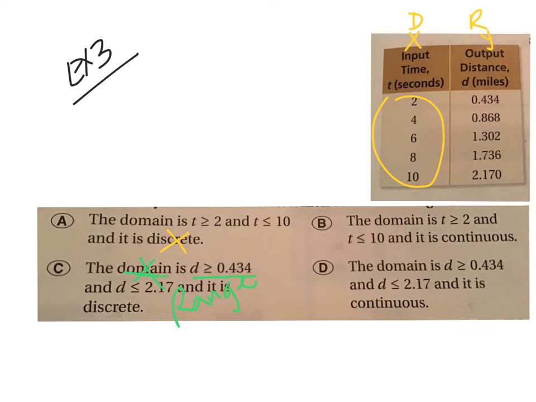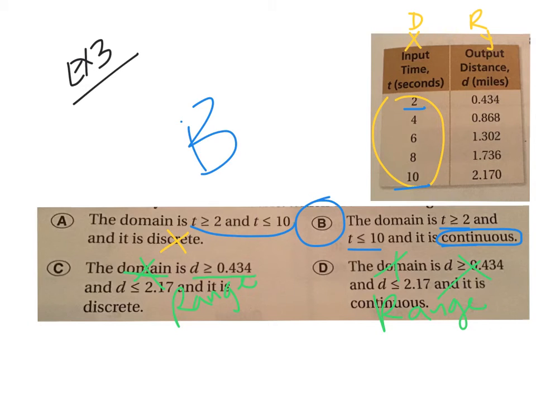Okay, what about D? Again, the domain can't be that stuff. That's the range. So then our last one, haha, shocker. I know I surprised you here. The domain is T is greater than or equal to 2 and less than or equal to 10. That is accurate. It's everything in between that, so that means it is continuous. So the correct answer is B.